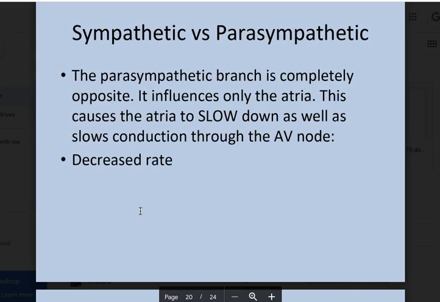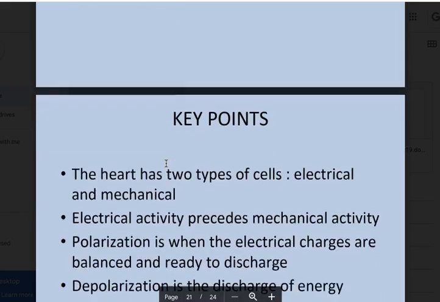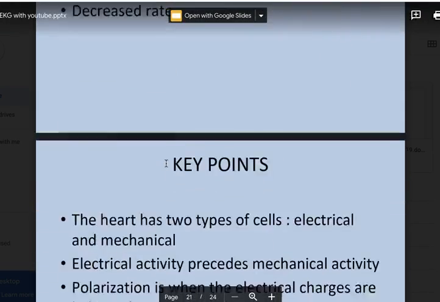Think about that. If I ask you which part of the autonomic nervous system slows your heart rate, think of paradise, vacation, slow down: parasympathetic. Those of y'all that have had me before know that I like to think of little silly things like that just to help me remember keywords.